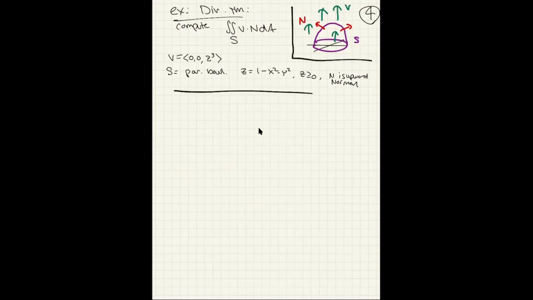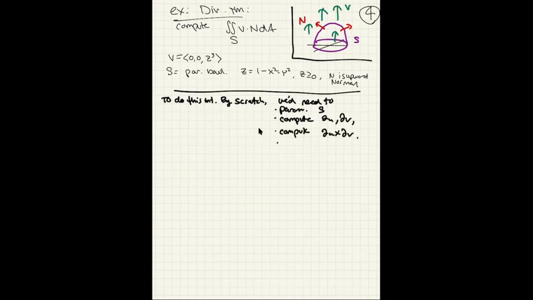So the thing is, if we really want to compute this by hand, I'll write this down. To do this integral by hand or from scratch, we'd need to parameterize S. That's going to be a pain. Then we'd have to compute partial U, partial V. We have to compute the cross product, and then and only then we could do an integral.